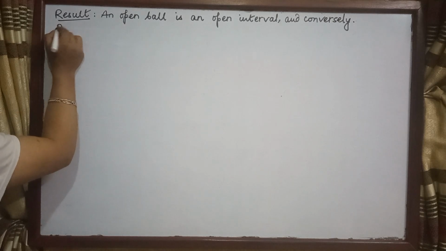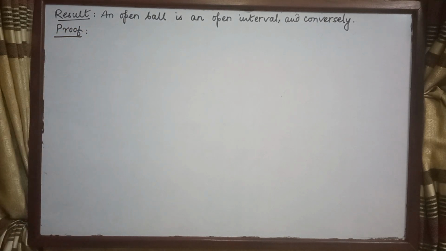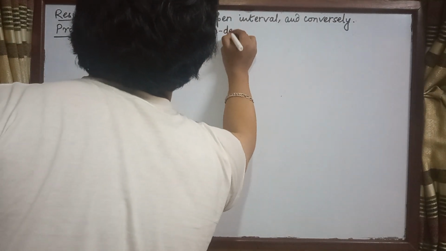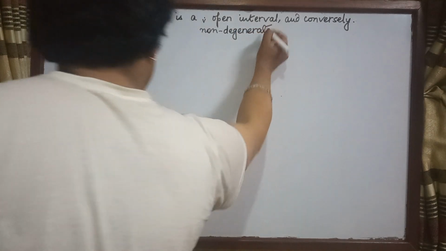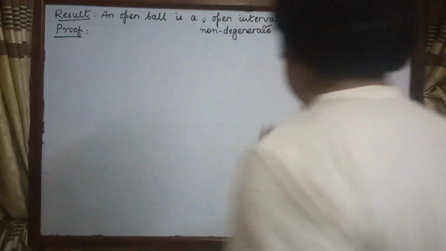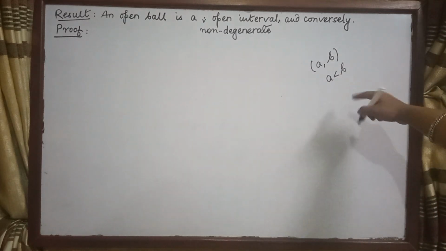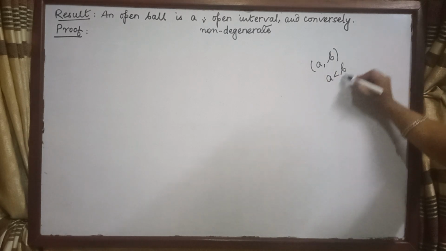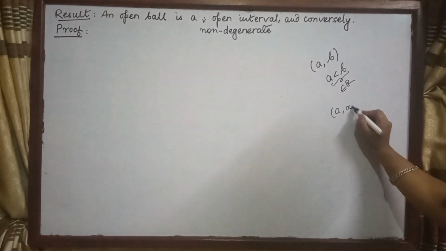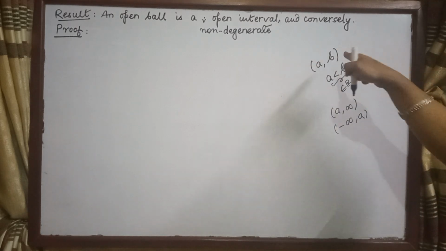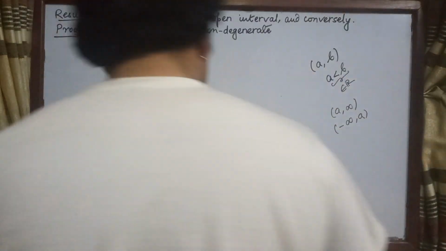An open ball is an open interval, and conversely. Now by open interval I mean a non-degenerate open interval, so let's not simply call it open interval. By non-degenerate open interval, I mean an open interval of this form, where A is less than B and both of them are real numbers. So basically, I'm not considering these kind of intervals. These are degenerate open intervals. This is not a degenerate open interval. So, non-degenerate open interval.